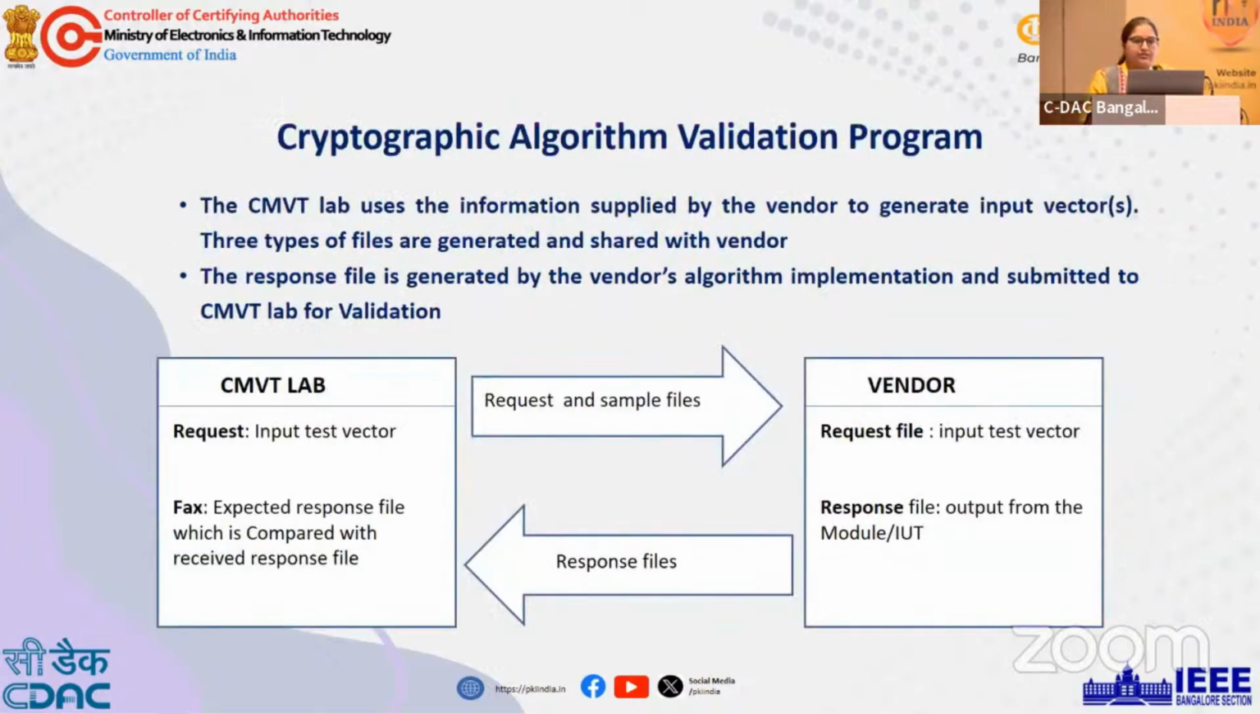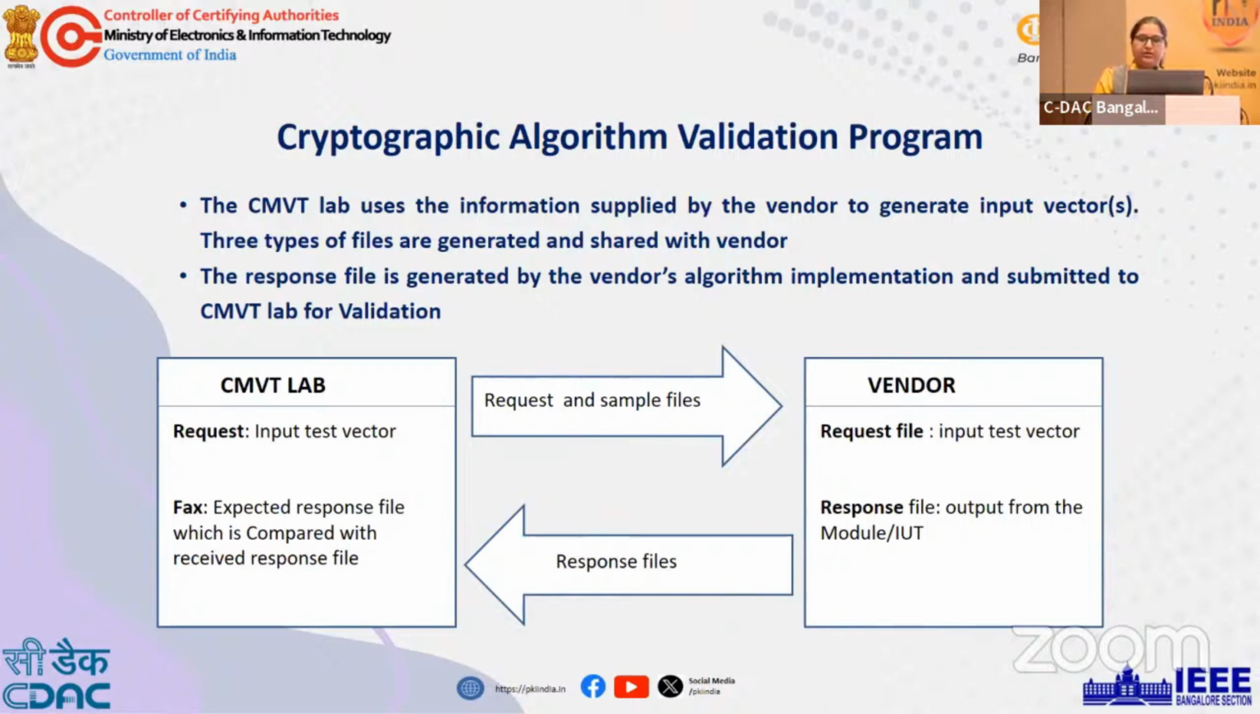For crypto module validation, the prerequisite is the crypto algorithm validation program. In this CMVT lab, it generates some test vectors. They share the request file, which is an input that should be given to the module, and the output, in the form of a response file, has to be generated by the module. This request file will be shared with the vendor. He will pass the request file to the module, generate the response file, and share it with the lab. So we will have the answers for the request file which we have sent to the vendor.